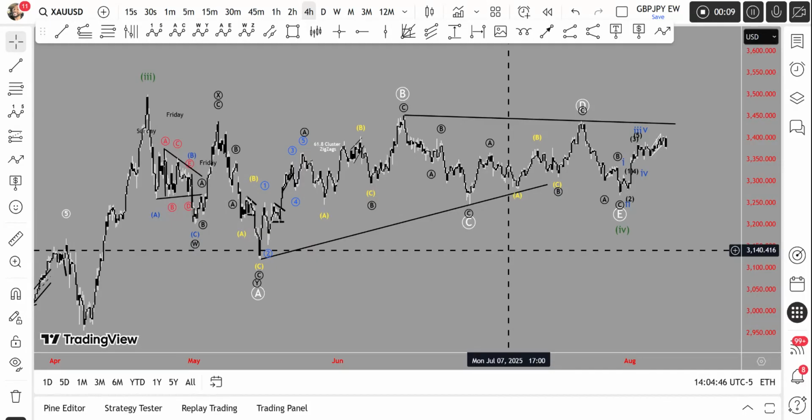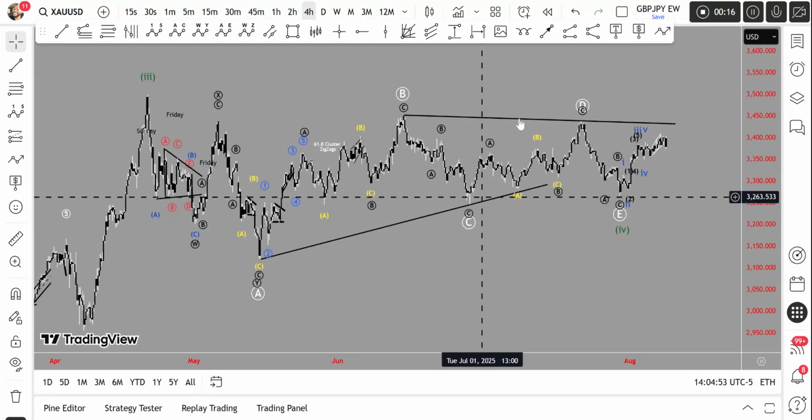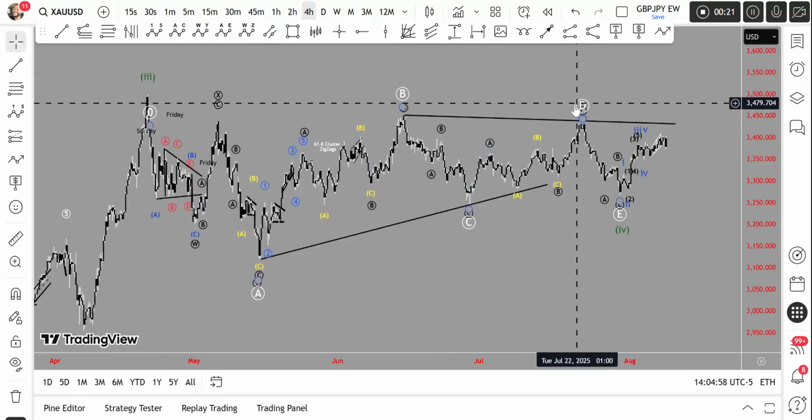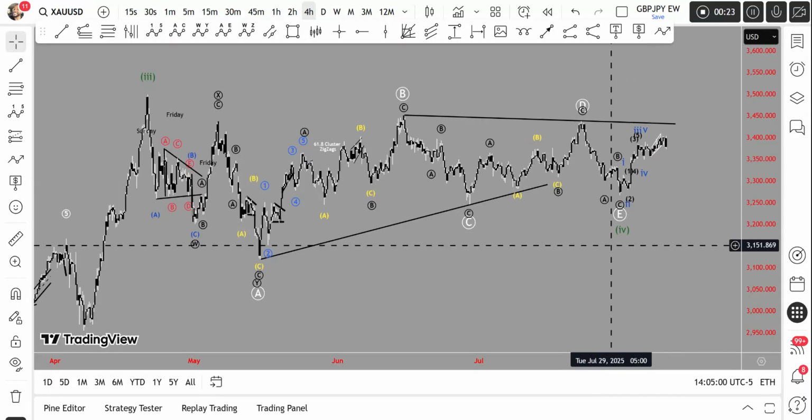Now, if you remember what I posted last week, I'd extended this correction to a larger degree WXY, and our B leg of our triangle ended here. But the price action that we got this week caused me to go back to my first mindset as my outlook on this, and that's that the ABCDE of the triangle formation in our wave 4 is already complete.